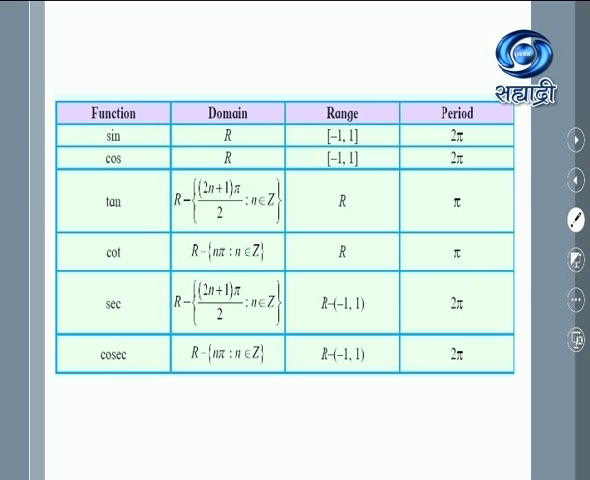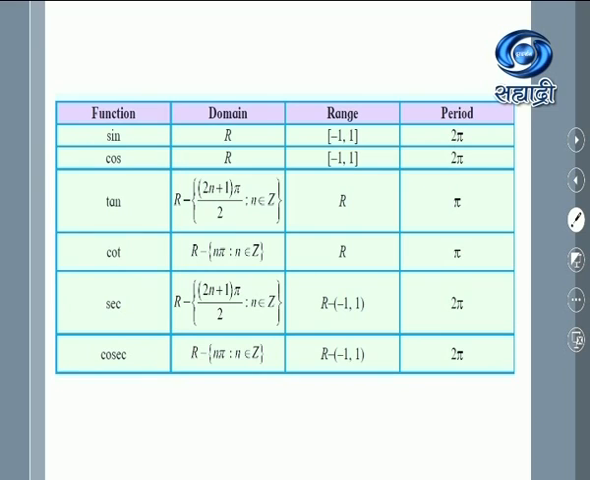So all such angles which are odd multiples of pi by 2, you will have to delete from the set of real numbers. You will have to exclude from the set of real numbers, and whatever angles left is nothing but the domain of tangent function. But after all, that is again a real number. But from those real numbers, we will have to exclude such type of numbers, that is odd multiples of pi by 2. And the range is any real number. So the range we can say is the set of real numbers, and the period of the tangent function is pi.